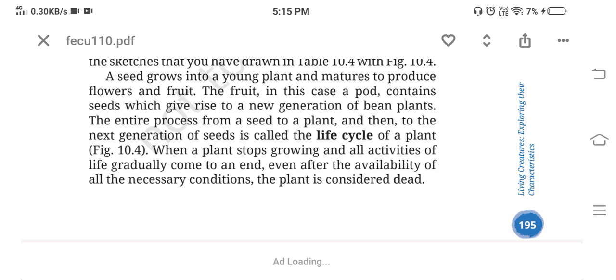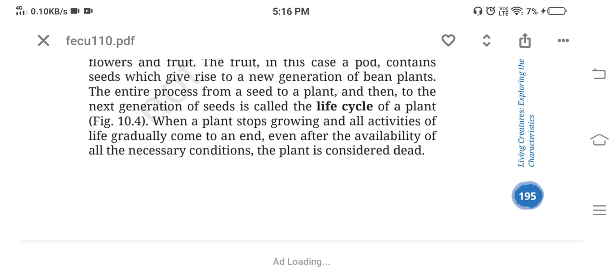Figure 10.4. When a plant stops growing and all activities of life gradually come to an end, even in the presence of all necessary conditions, the plant is considered dead.